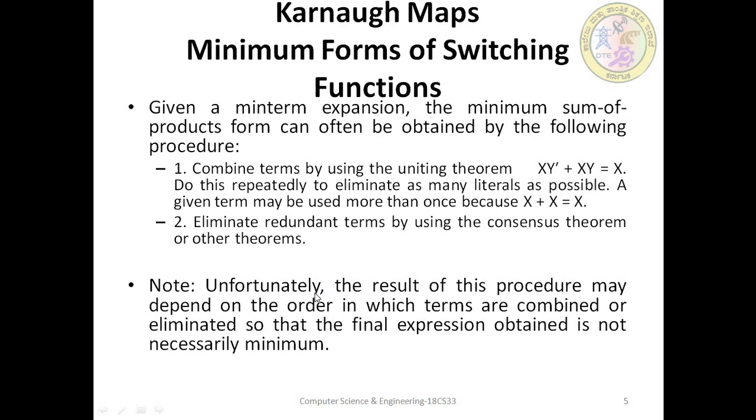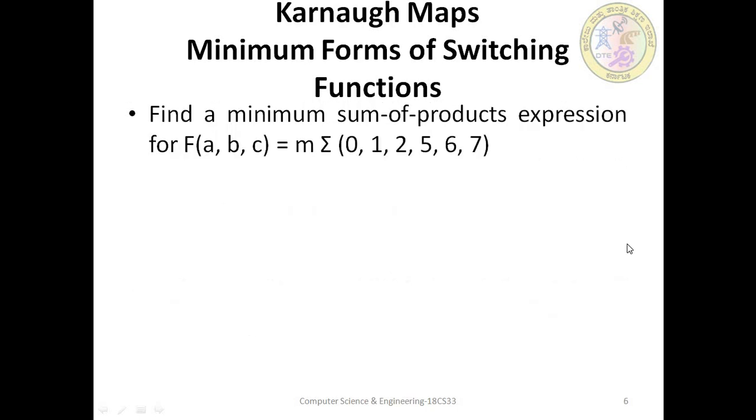Unfortunately, the result of these procedures may depend on the order in which terms are combined or eliminated, so the final expression obtained is not necessarily a minimum. That means, suppose we have nearly 5 terms, how we group the 5 terms matters. Which functionality or logic we apply first also matters. To get rid of this, we are going for k-maps.